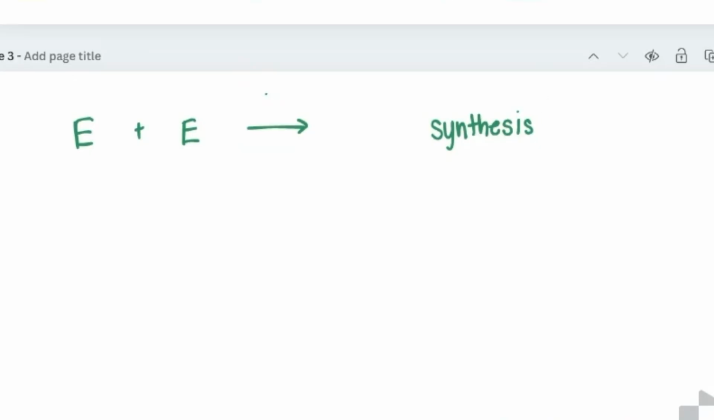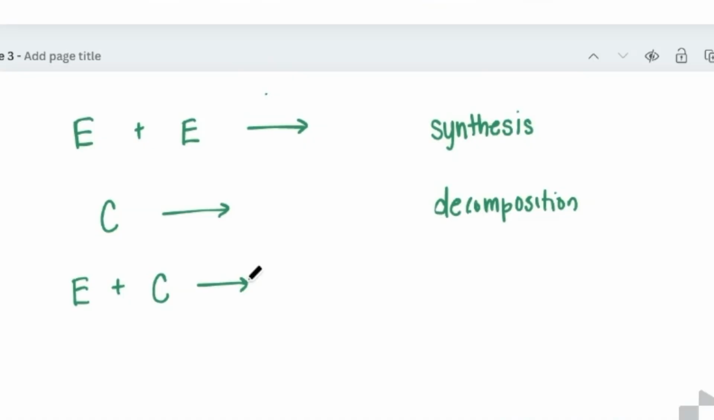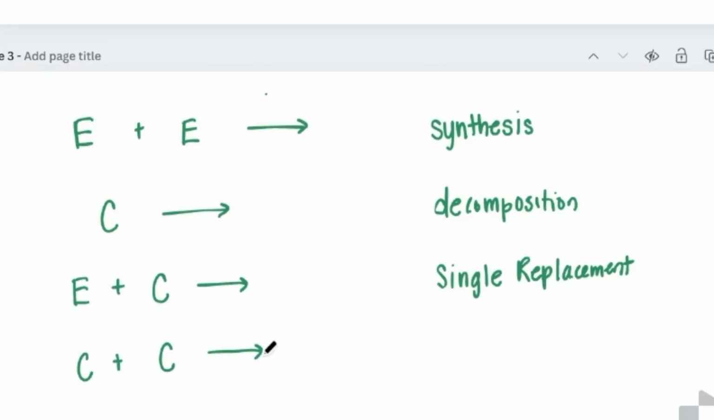That something new is a compound. If you notice that you have just a compound, so only a compound on the reactant side, that's all that's there, that is going to indicate that we have a decomposition reaction. If we have an element and a compound on our reactant side, that is going to indicate that we have a single replacement reaction. Or again, single displacement is used interchangeably. If we are starting with a compound and a compound, that is when we know that we have a double replacement or double displacement.